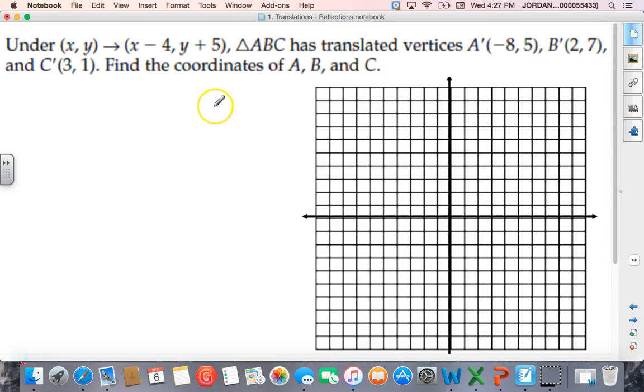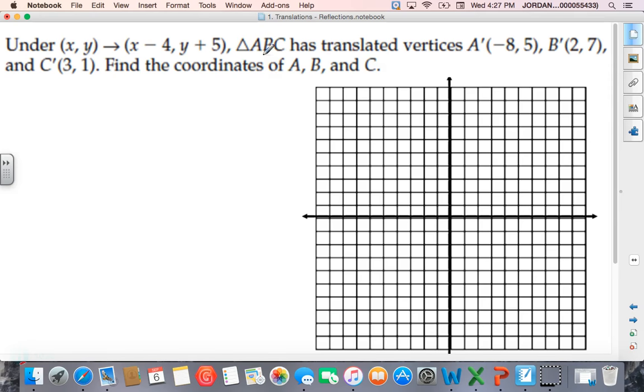All right, so let's go on. Okay, so now there's some problems that you need to be aware of that are a little bit tricky, okay? So right here, this is our rule: (x, y) translated to (x minus 4, y plus 5). Triangle ABC has translated vertices, and they give us A prime, B prime, and C prime. But they want us to find the original coordinates of A, B, and C. Okay, so they give us the rule, and they give us the new shape, and they want us to go backwards and tell them the coordinates of the original shape. So what you got to be able to identify here is how to go backwards.